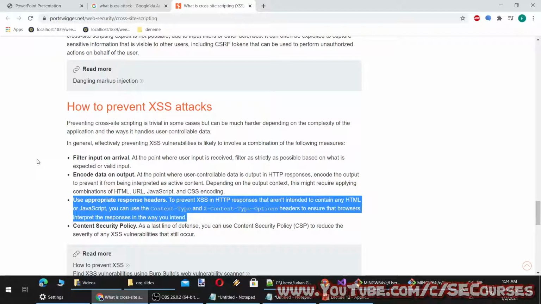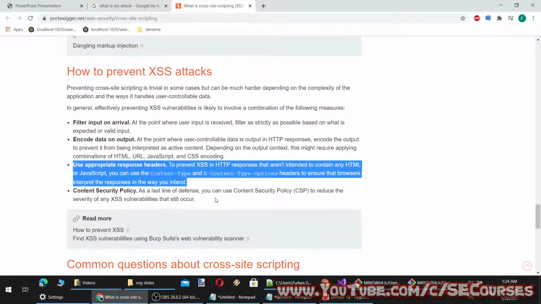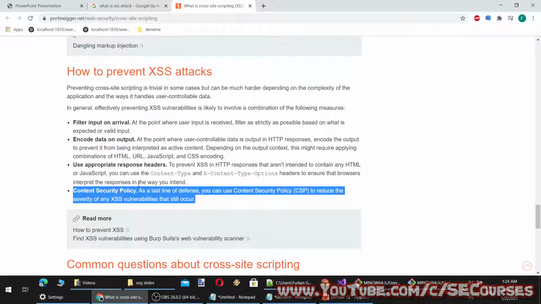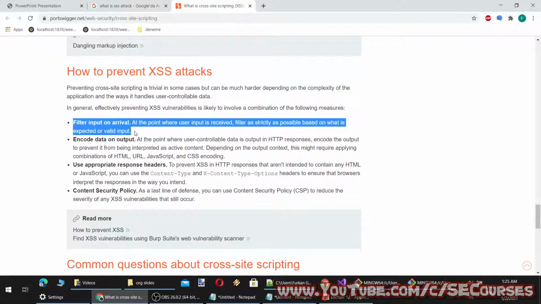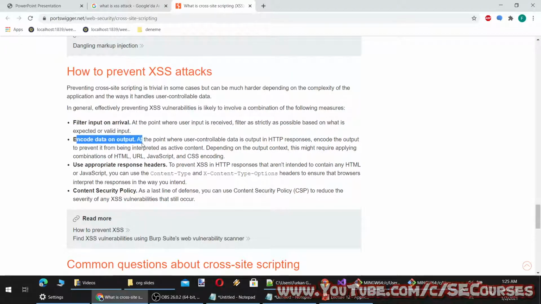Use appropriate response headers. To prevent XSS in HTTP responses that aren't intended to contain any HTML or JavaScript, you can use the Content-Type and X-Content-Type-Options headers to ensure that browsers interpret the responses in the way you intend. Content Security Policy: as a last line of defense, you can use Content Security Policy (CSP) to reduce the severity of any XSS vulnerabilities that still occur. The most important two are data sanitization on the arrival of data and encoding the data on output.